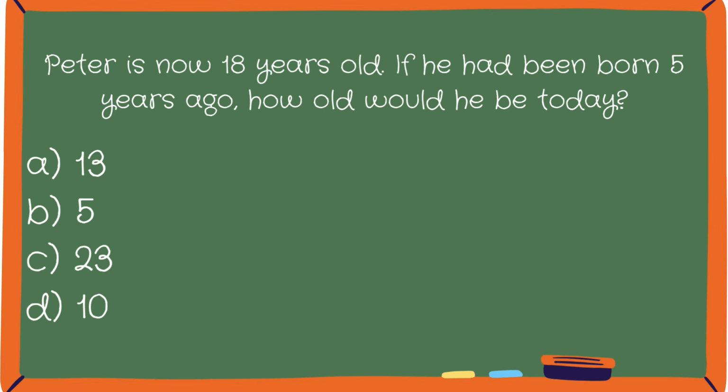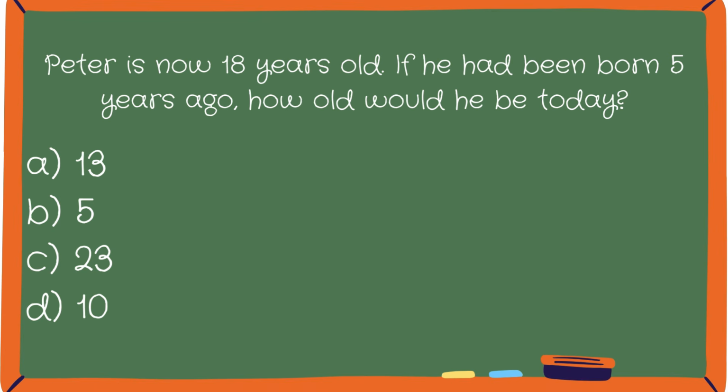Very well. Let's solve it quite logically. Let's think a little. It says Peter is now 18 years old. If he had been born 5 years ago, how old would he be today? Most students say if he is 18 years old, 5 years ago, he would have been 18 minus 5, he would have been 13 years old. And many people would mark alternative 13. And this is a mistake. It is wrong. It is not like that. You have to think logically. The rule of the game here is to think logically.